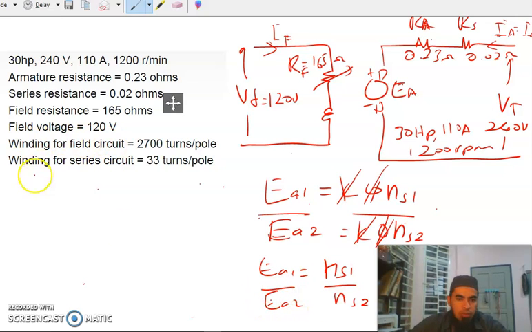Okay, from this equation we are able to summarize that EA no load, which we calculated just now, divided by EA naught is equal to N of no load divided by N naught.